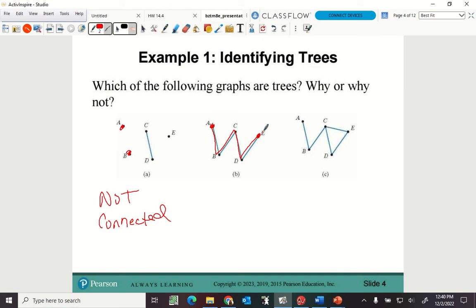This one over here, C. Is this one a tree? No, because it has a circuit. Very good. It has a circuit. How do you spell circuit? C-I-R-C-U-I-T. I believe it's on the previous page, in the definition of circuit. All right, so this one is no. This one is not a tree because it has a circuit there.